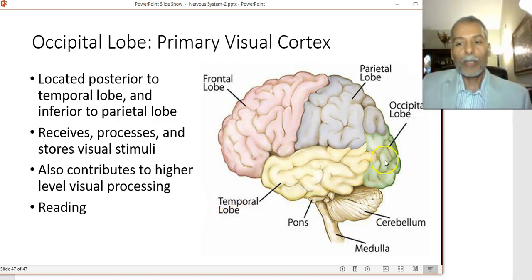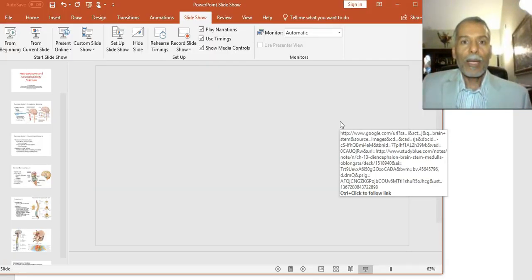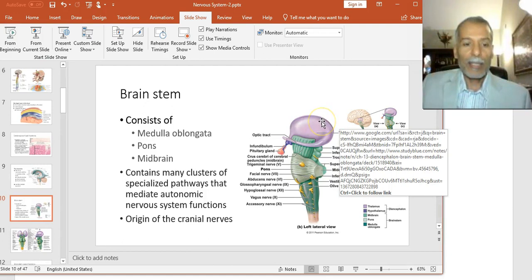So it contributes, of course, obviously to reading. And also the parietal cortex here has a reading and writing area here that's dominant for these areas. And I think that is it.